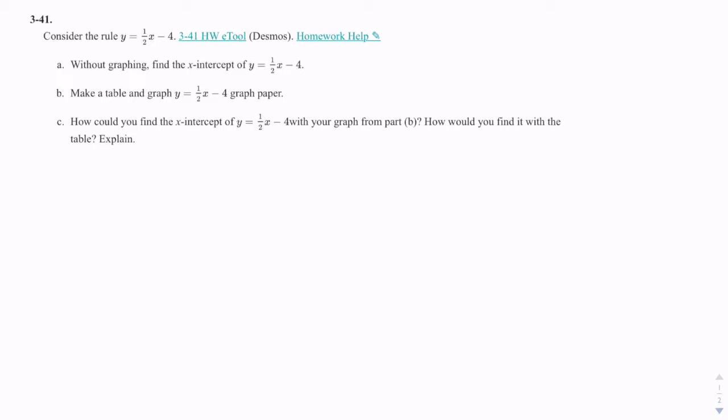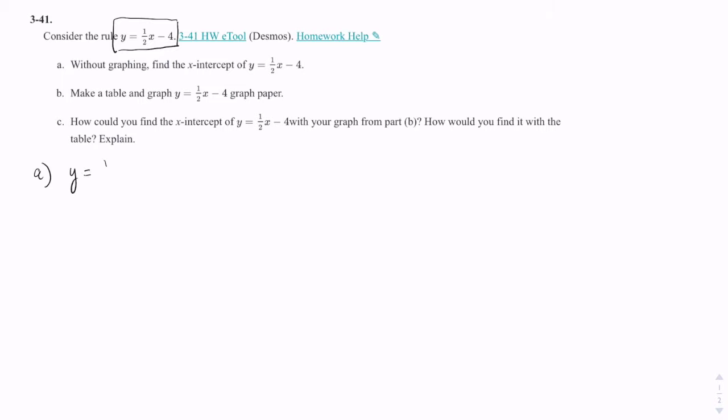In this question, they're giving us a rule, right? Equation of a line, right? y equals 1/2 x minus 4. And for A, it says, without graphing, find the x-intercept. Well, let's remember the x-intercept is when y equals 0.